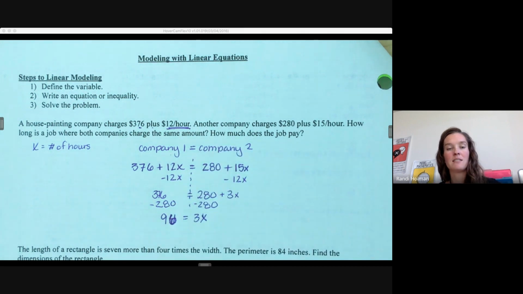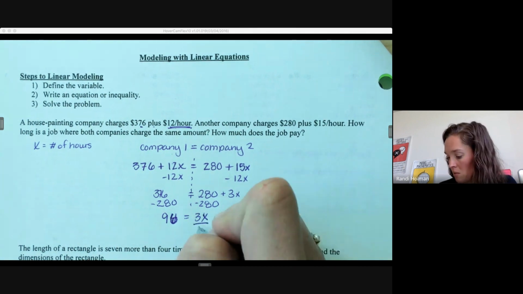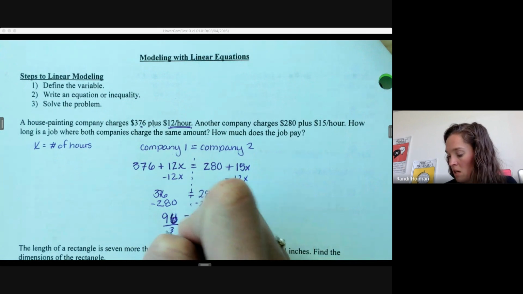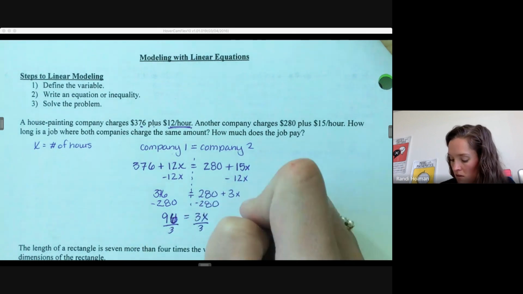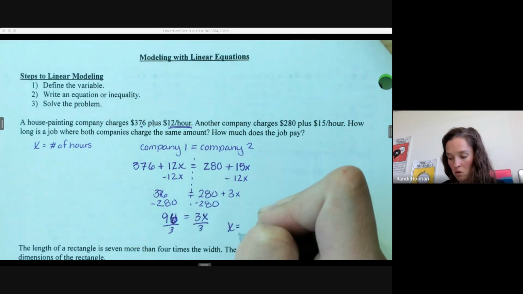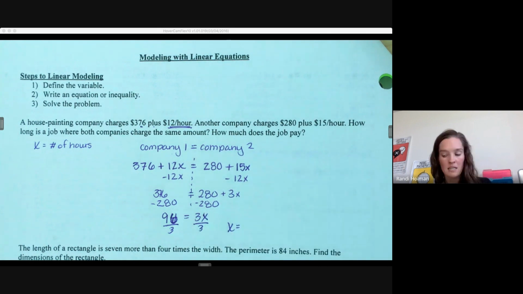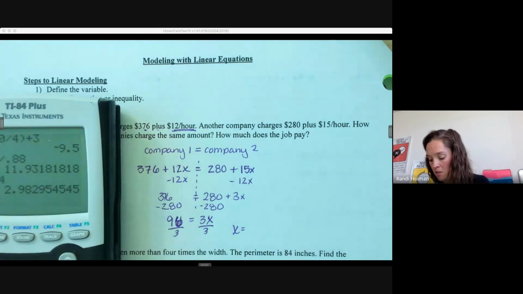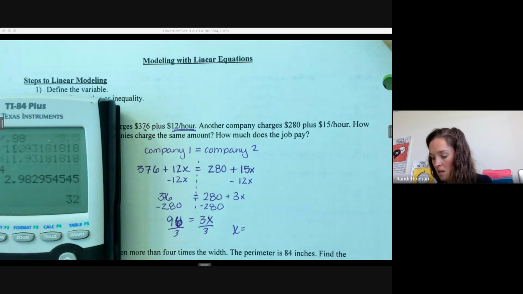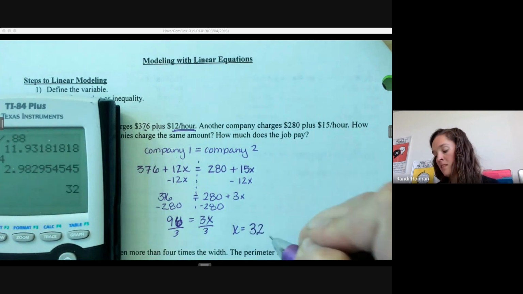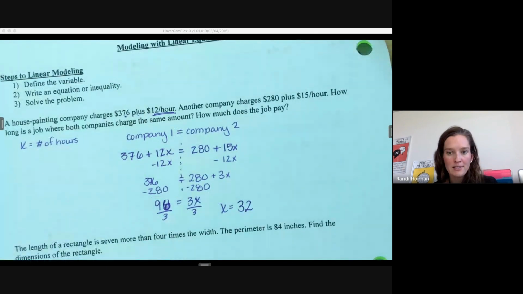376 minus 280 is 96 equals 3x, which will give us a much nicer number. Divide by 3, not sure where I got that 4. So x is going to be equal to, if we take 96 divided by 3, 32. Okay, and then we want to make sure we're answering the question.